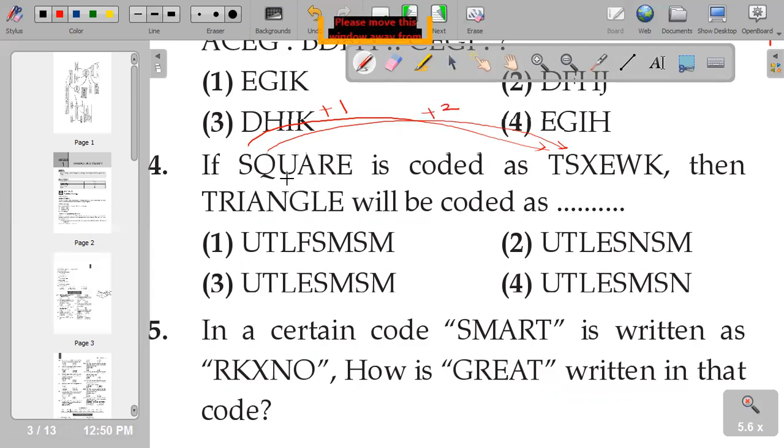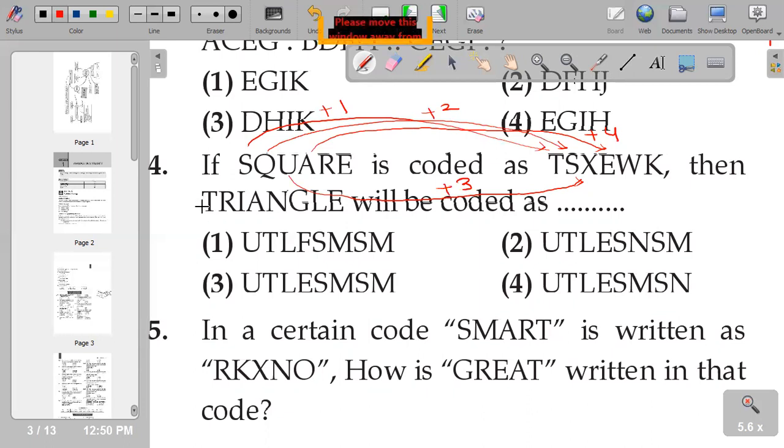Good. How will you get X? We are adding U, V, W, X, that is 3. How A to E? A, B, C, D, E. So B, C, D, E, we are adding 4. So what is the logic behind this? Just adding at first 1, again 2, 3, 4, 5, 6, and so on. So we will do it like this.